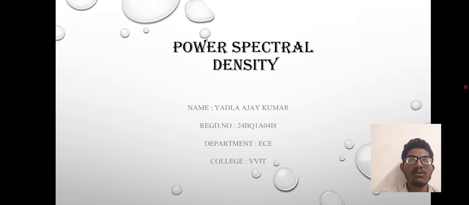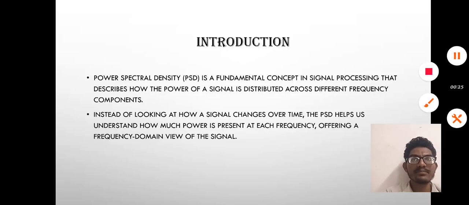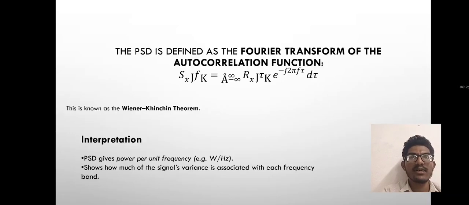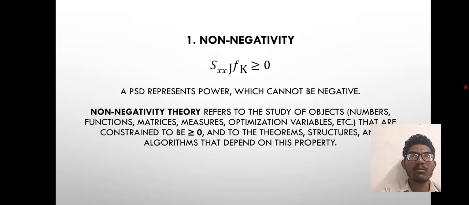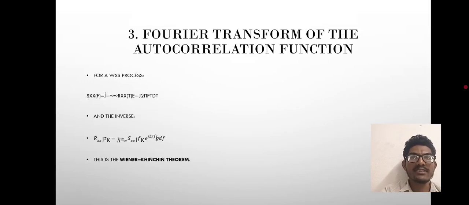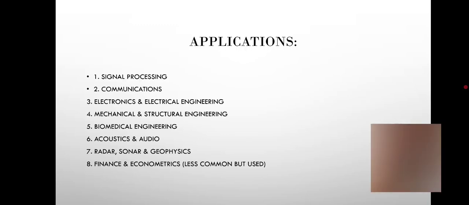Today I am here to tell about the seminar topic, power spectral density, from Unit 5. The key components required for the seminar topic are the introduction of the power spectral density, the key ideas from the power spectral density and its relation with the Fourier transform and the autocorrelation function, and next its properties. There are mainly 4 or 5 properties of the power spectral density, and finally I will end with the applications of the power spectral density.